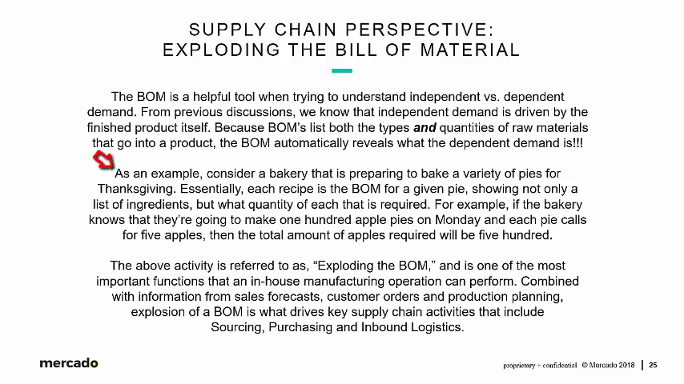As an example, consider a bakery that is preparing to bake a variety of pies for Thanksgiving. Essentially, each recipe is the BOM for a given pie, showing not only a list of ingredients, but what quantity of each is required. For example, if the bakery knows that they're going to make 100 apple pies on Monday, of course, Thanksgiving is always on a Thursday, and each pie calls for 5 apples, then the total amount of apples required will be 500. That is exploding the BOM. But we have to do it for every ingredient that goes into our pies.